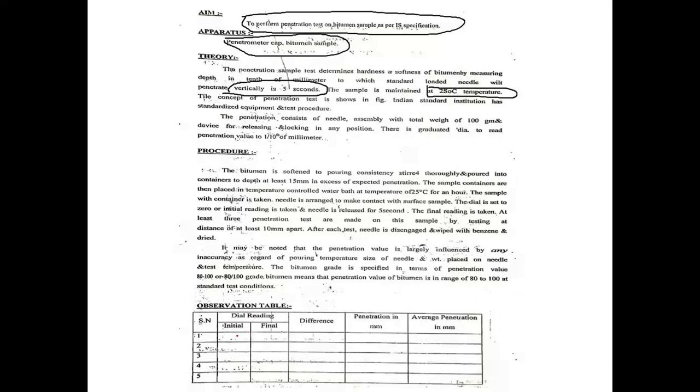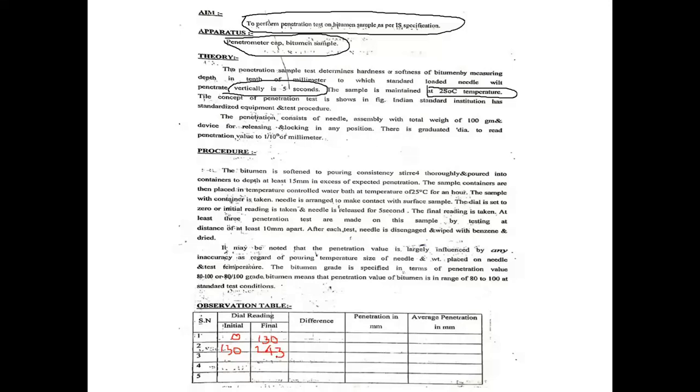Initially, for the first penetration, our initial reading is 0, so I'm writing here 0. For the first penetration, the final reading was 130, so let me write here 130. I'm writing with the help of the mouse, so that is very difficult to write. For the second penetration, my initial reading will be 130 millimeter. And for the second penetration, the final reading will be 243.